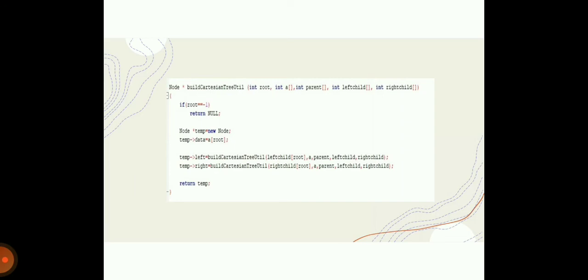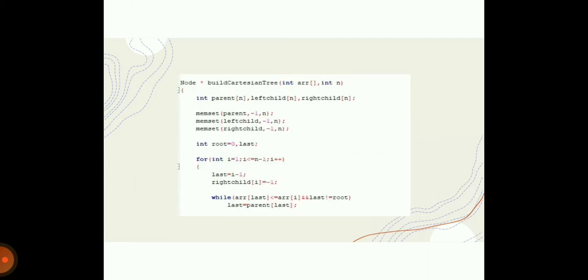Then we will use build Cartesian tree util function. Initially, for the base condition, if our root is -1, then it will return null. In the other case, it will create one temporary node in which root's data will be there, and we will call the build Cartesian tree util function again on the left part and assign this value in the temp's left part, and similarly for the right part of it, and we will finally return the temp node.